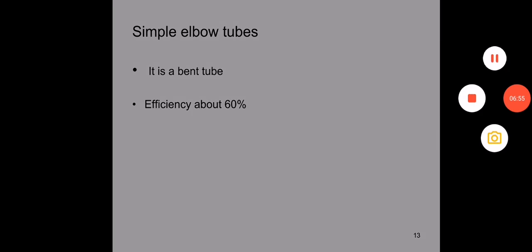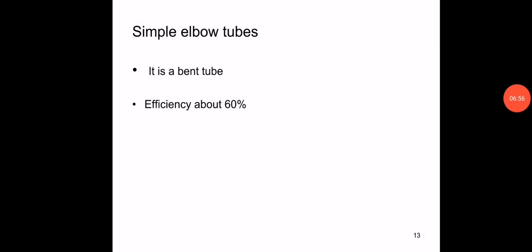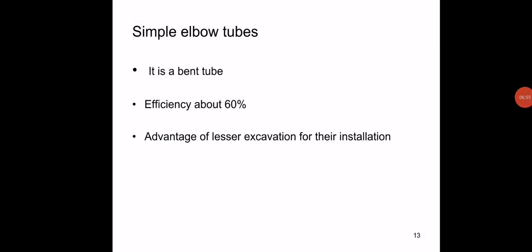Simple elbow tubes: it is a bent tube. The efficiency is less when compared with the conical shaped draft tube and Moody shaped draft tube. The advantage is that where lesser excavation is required, there we have to use the simple elbow tubes. These are suitable for horizontal shaft Francis turbines.